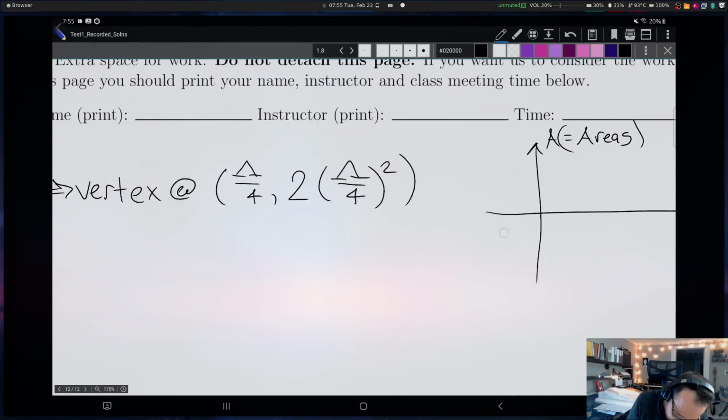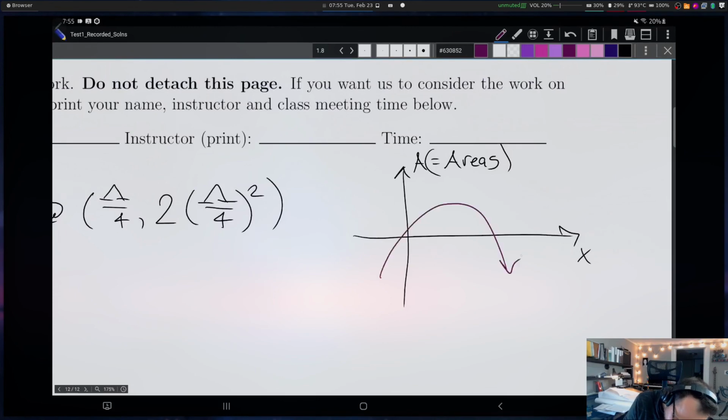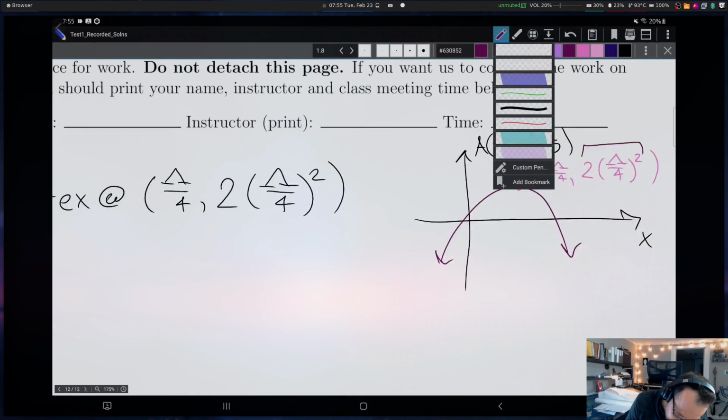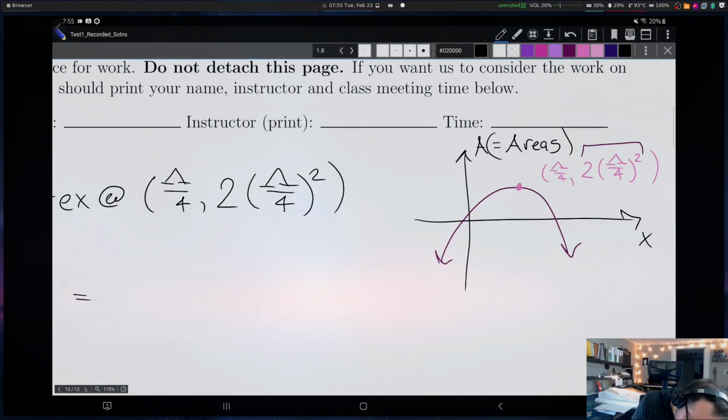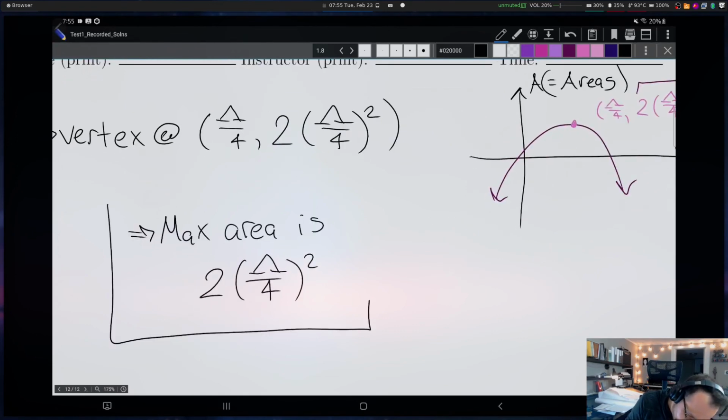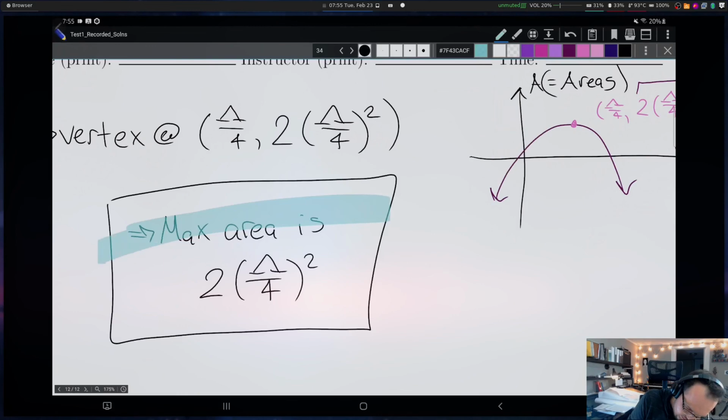And so this means that if we're interpreting this plot to be something like this, and we have this vertex up here at whatever it is, lambda over 4, 2 lambda over 4 squared, then this second coordinate, this k, is telling us about areas. So that's the one we read off. So that's telling us that the max area is 2 times lambda over 4 squared.